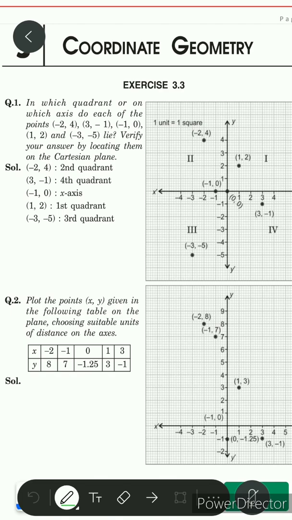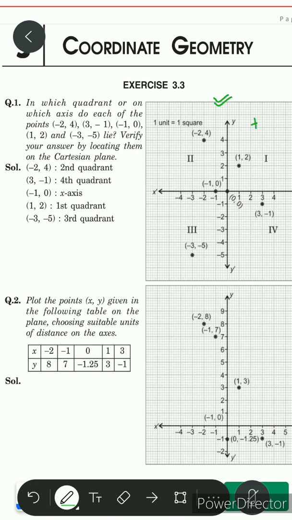In which quadrant or which axis do each of the following points lie? Verify your answer by locating them on the Cartesian plane. For your help, one Cartesian plane I have drawn here. You know that coordinate axes divide the plane into 4 quadrants, and the signs, let us now recall again.